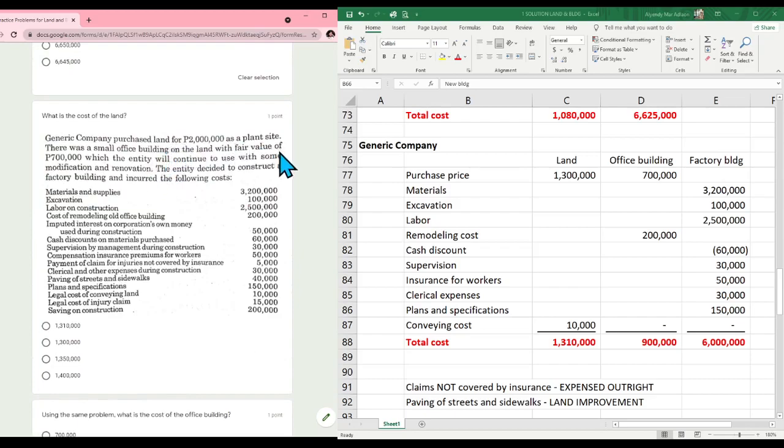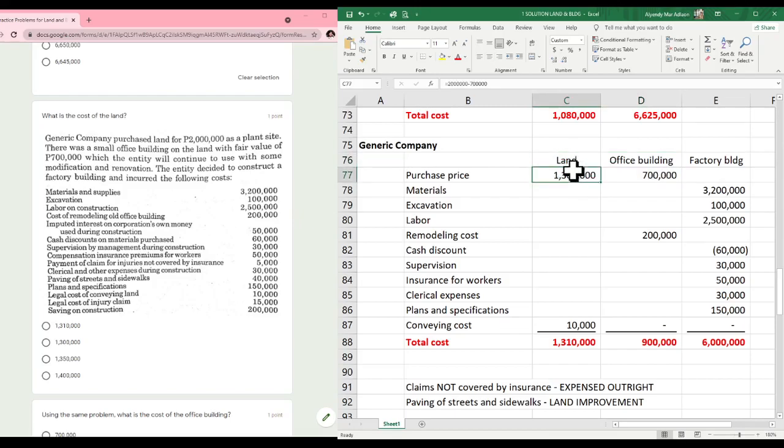Generic Company purchased land for 2 million as a plant site. There was a small office building on the land with fair value of 700,000, which the entity will continue to use with some modification and renovation. Now, class, take note. This time, the land with a building purchased was for 2 million. And here, there is already a stated fair value of that office building. So, this time, we now have to assign the fair value of that old building to the office building account. Now, out of the 2 million, since 700,000 pertains to the small office building on the land, then we account the 700,000 under that office building. And for the difference, 2 million minus 700,000, then the 1,300,000 to the land.